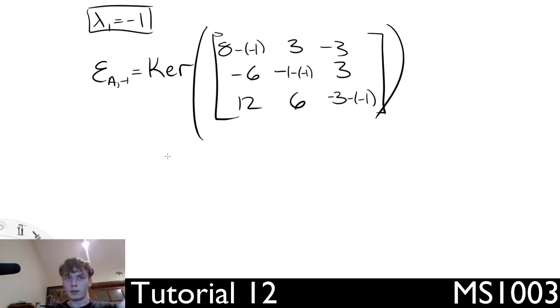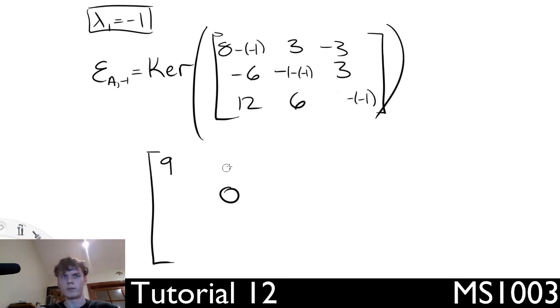So let's look at this matrix in more detail. 8 minus minus 1 is 8 plus 1. 9 minus 1 plus 1 is 0. Minus 3 minus minus 1. Whoops. Should be minus 4. So minus 4 minus minus 1 is minus 3.